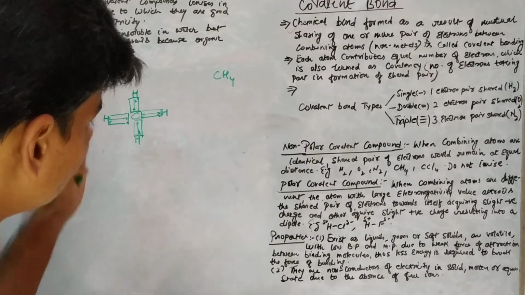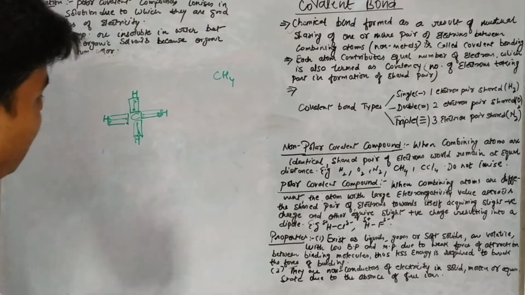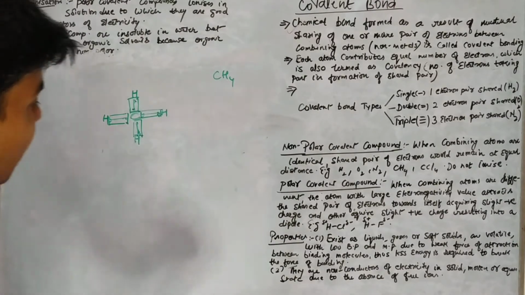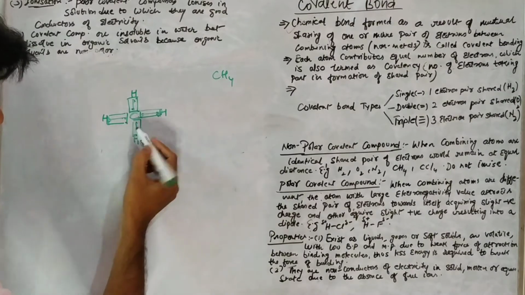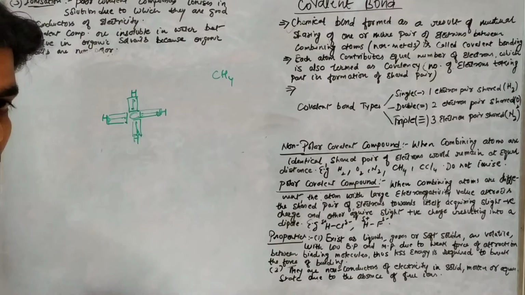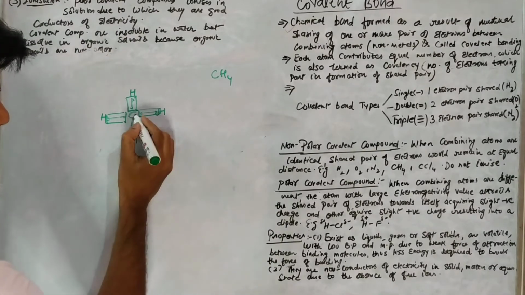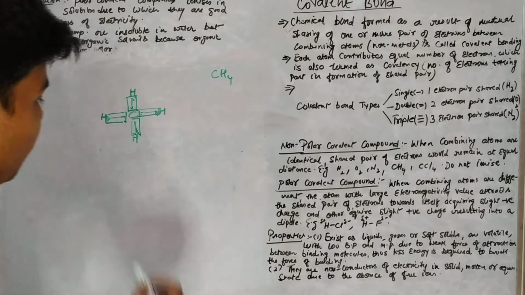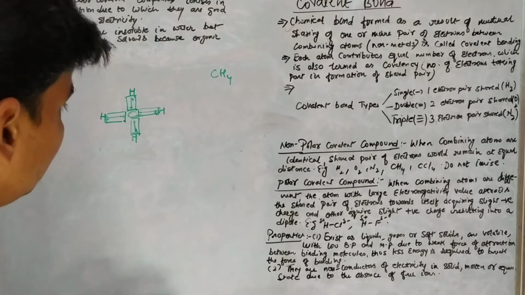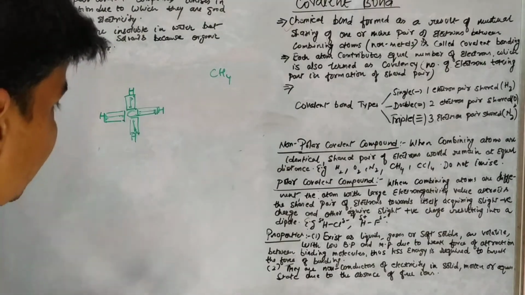Now these shared pairs are common property of all the atoms in this covalent molecule. Since these 4 shared pairs belong to carbon as well, let's count with all these shared pairs: 1, 2, 3, 4, 5, 6, 7, 8. So carbon has also acquired 8 electrons. So all the atoms in this molecule are stable. This is how the covalent bond is formed in the methane molecule.